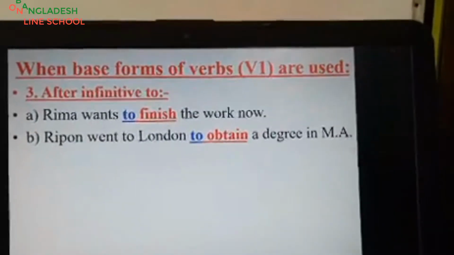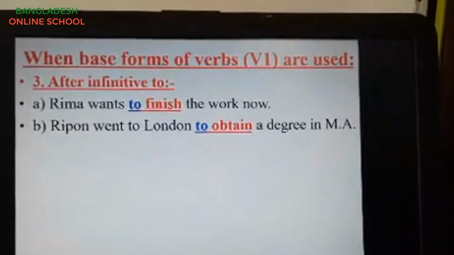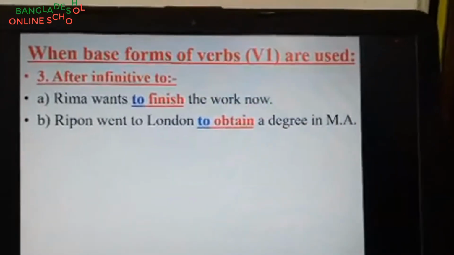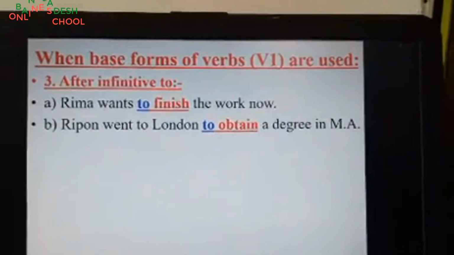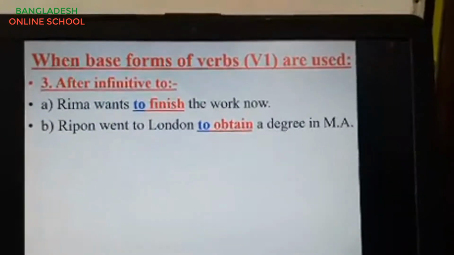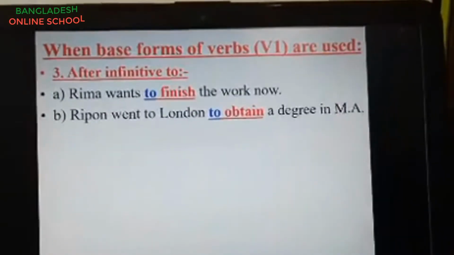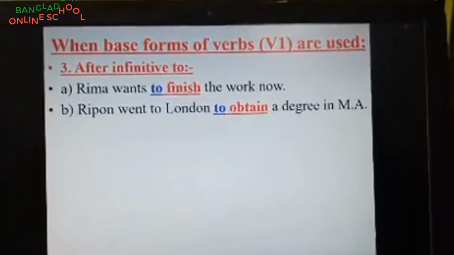You may be confused. There are two, one of which is prepositional to. After preposition to, verb will be in present participle form or ing form. Okay, I will discuss this in the next lesson.